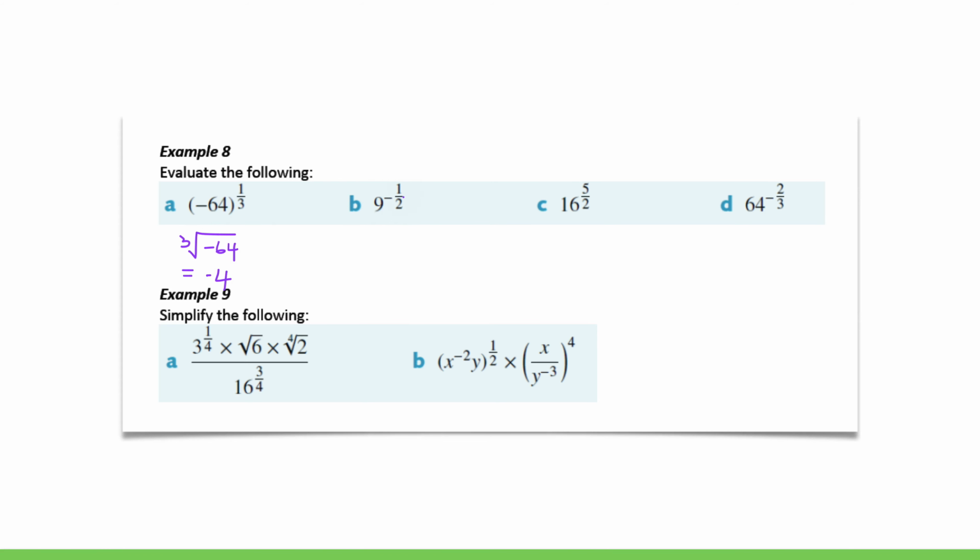Part B has two elements to it. It's got a fractional power, which means it's a square root because it's a 2, and it also has a negative, which means it wants to take it to the other side. So I can rewrite this as 1 over the square root of 9, and the square root of 9 is 3.